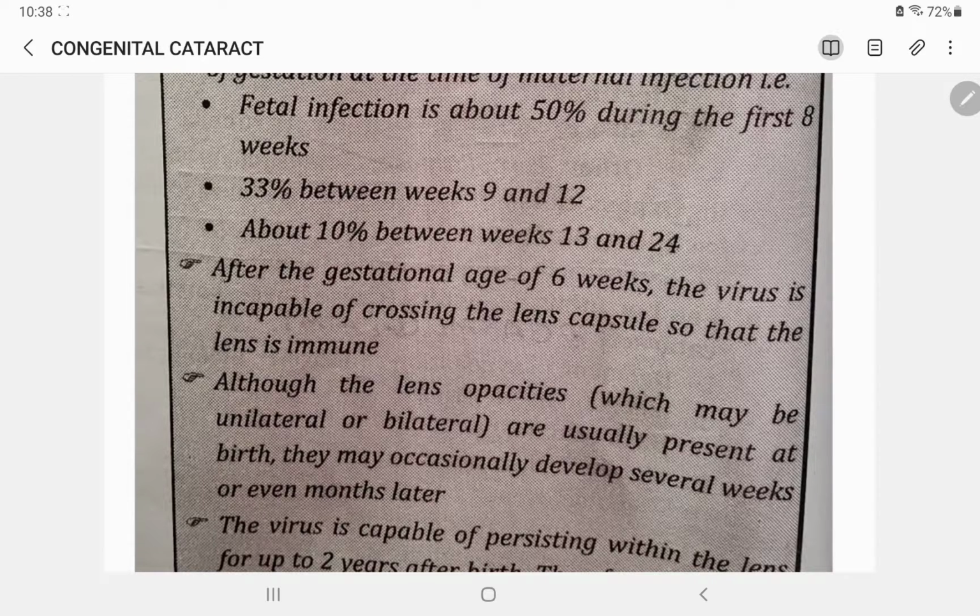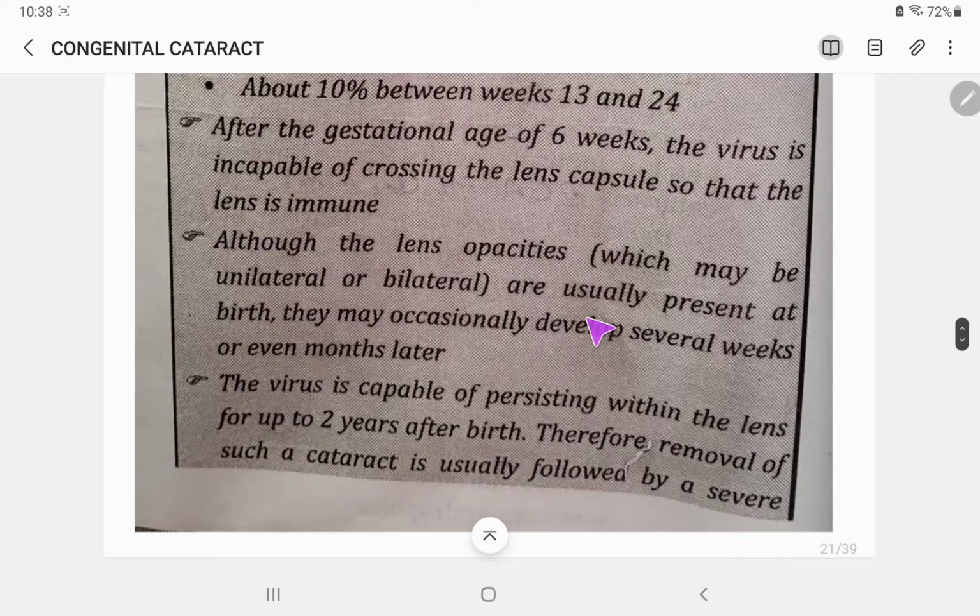After the gestational age of 6 weeks, the virus is incapable of crossing the lens capsule, so that the lens is immune. Okay, so after 6 weeks of gestational age, the virus cannot cross the lens, so the lens is immune. And although the lens opacities, which may be unilateral or bilateral, are usually present at birth, they may occasionally develop several weeks or even months later, and the virus is capable of persisting within the lens for up to 2 years after birth.